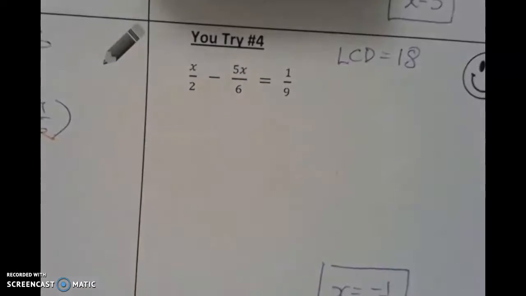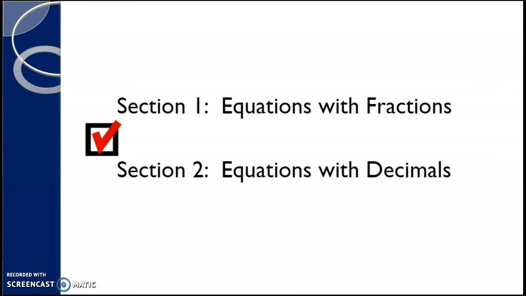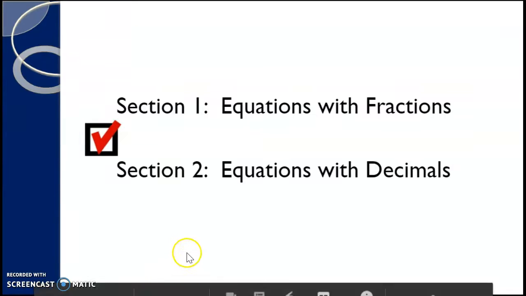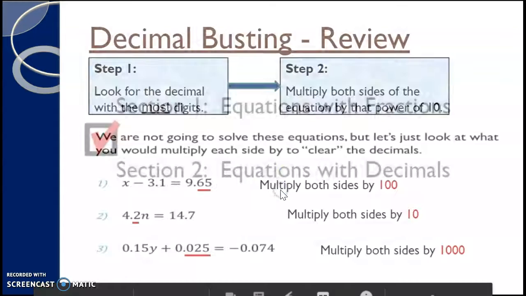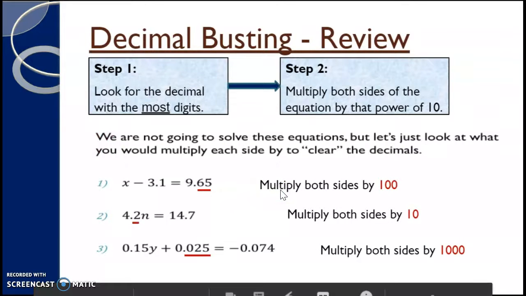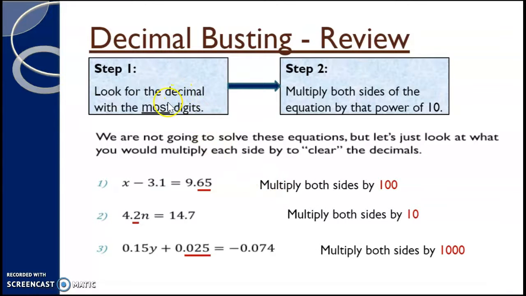Hopefully you're starting to get the hang of fraction busting. We're going to tackle decimal busting. Decimal busting is really pretty much the same thing as fraction busting, but dealing in terms of tens. So what do we do? We look for the decimal with the most digits after the decimal point, which is the coefficient or constant with the most digits afterwards.